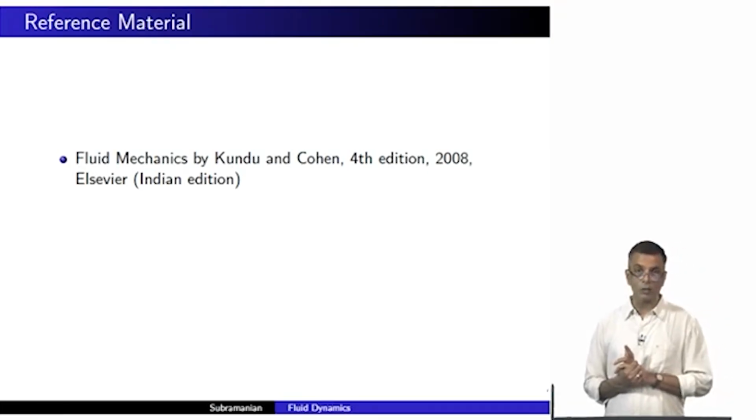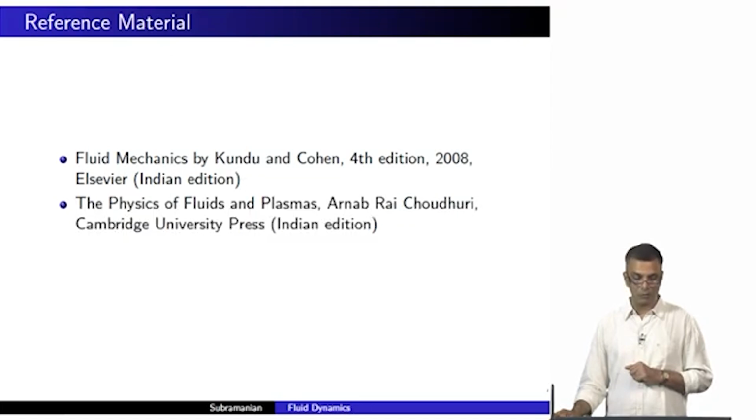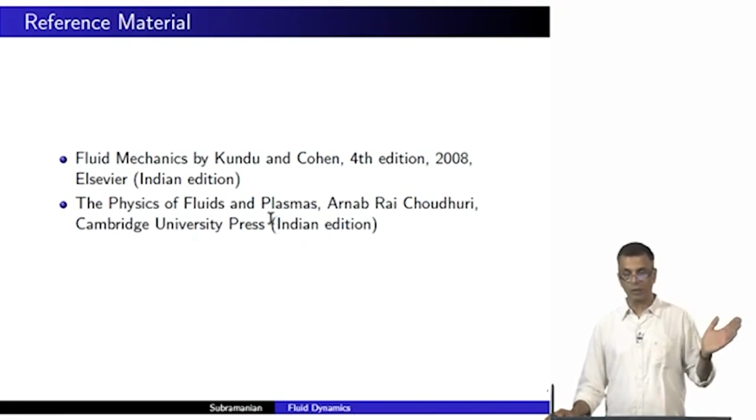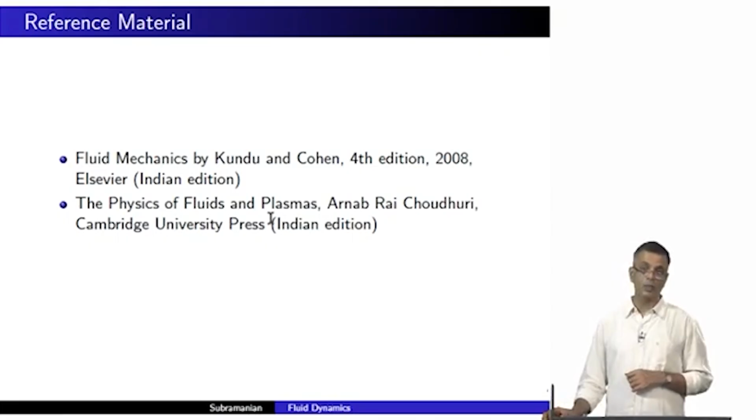And the reference material that I'll be using for this course is Fluid Mechanics by Kundu and Cohen. I've simply said the 4th edition here, but there might well be a later edition. I want to emphasize that there's an Indian edition available at a reasonable price. The other book I'll be using fairly extensively is The Physics of Fluids and Plasmas by Arnab Raichaudhuri. Also an Indian edition is available. I highly recommend this book. It talks about fluid dynamics as well as magnetohydrodynamics and even a little bit about plasma physics, with a specific aim towards connecting to astrophysics.